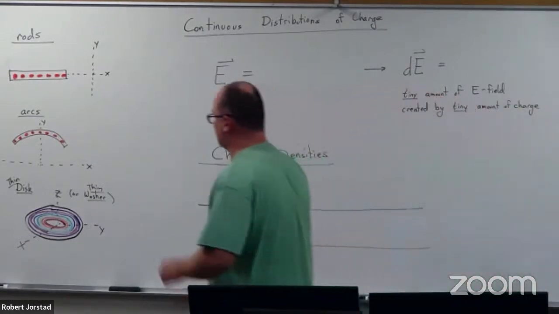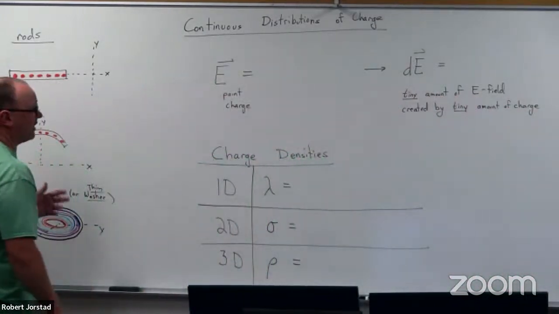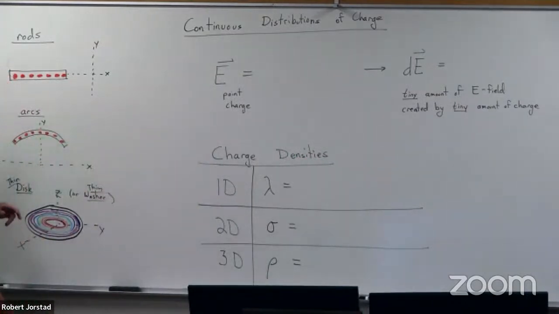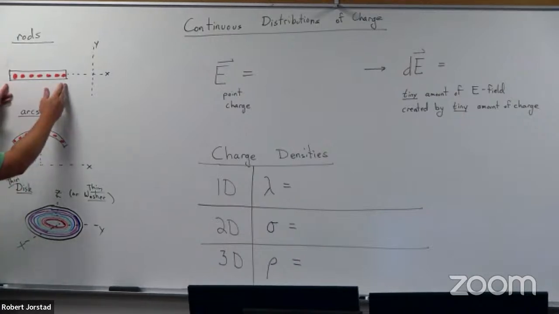The idea here is we've talked about the electric field from a single point charge. And what we want to do is take objects like rods, arcs, or discs of material and things like that, and get the net electric field associated with this entire object.